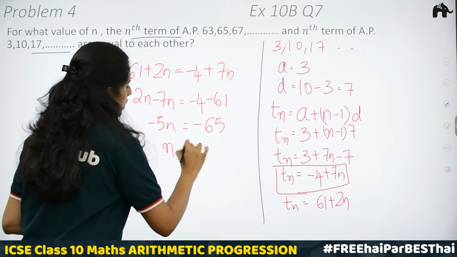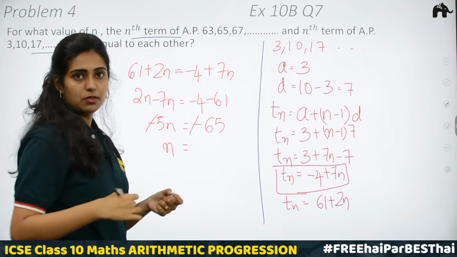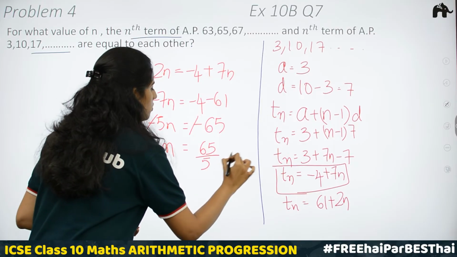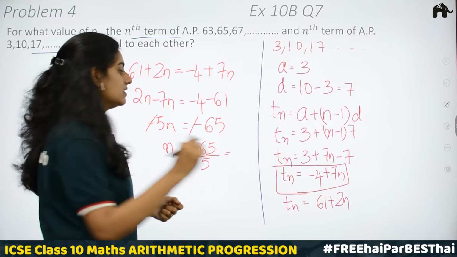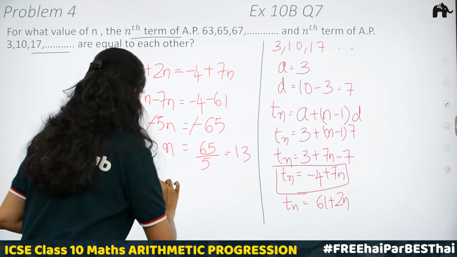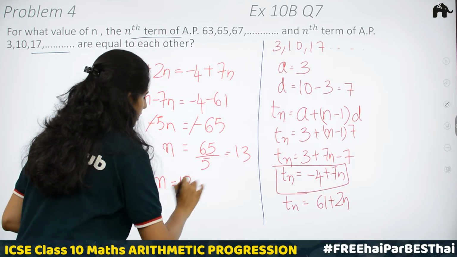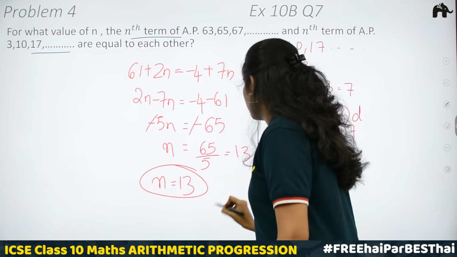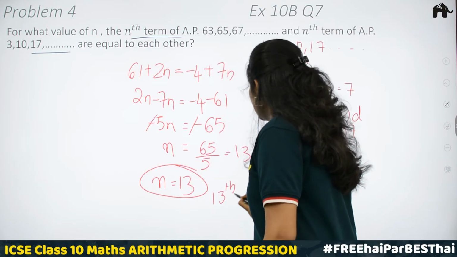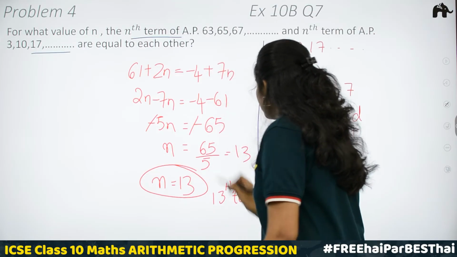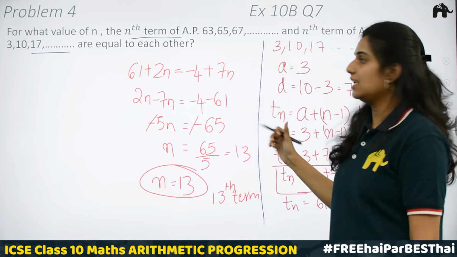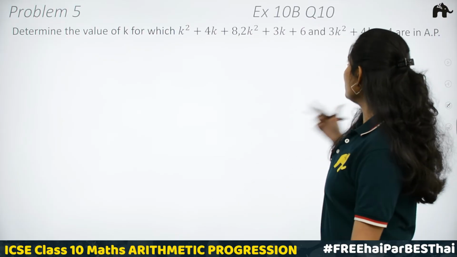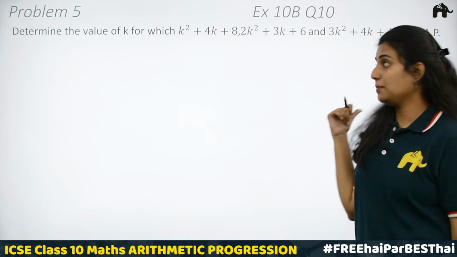Then n is equal to, this negative and this negative can be removed, we will be having 65 divided by 5. What is 65 divided by 5? 13, correct. Therefore, n is equal to 13. Okay. Which means the 13th term of the first AP and the second AP are equal. Got it?